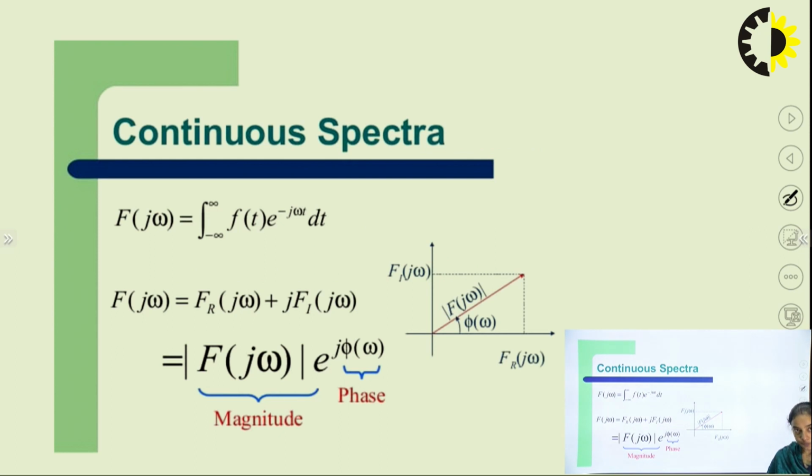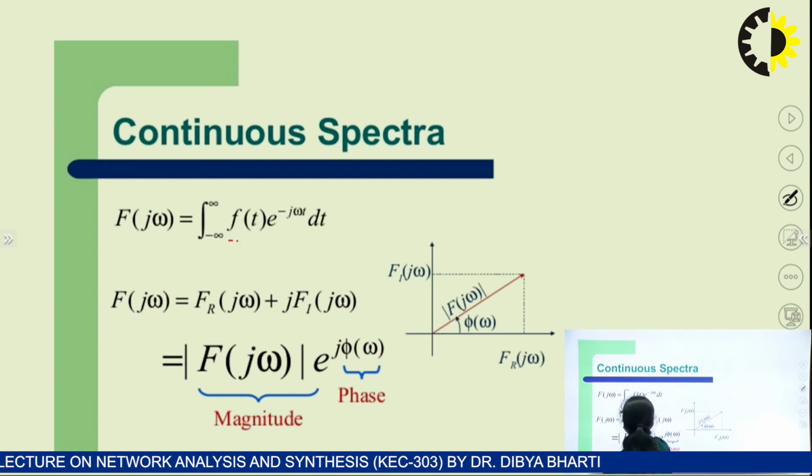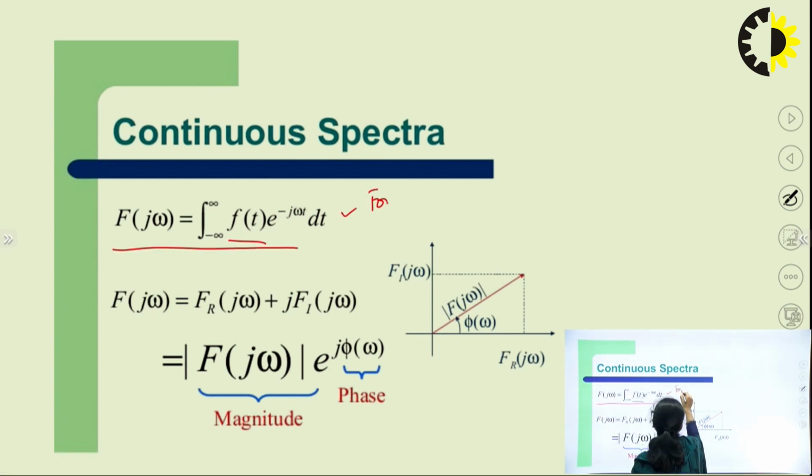Now we will see how we draw continuous spectra by using the Fourier transform. As we saw in the discussion of Fourier series, by using Fourier series we draw discrete spectra. Similarly, by using Fourier transform we draw continuous spectra. How, that we will see. If function f(t) is given, you can easily calculate F of j omega. So this is the Fourier transform of f(t).